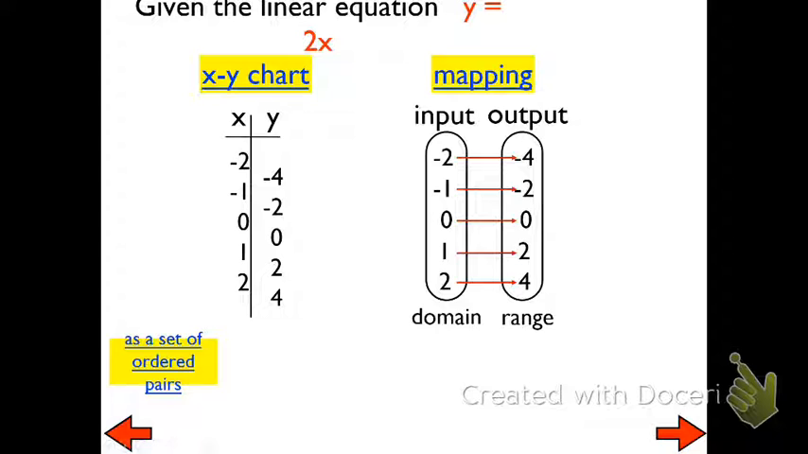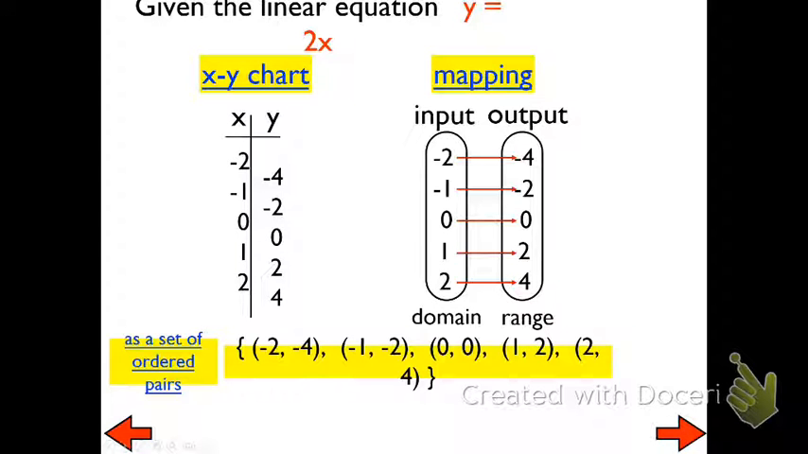And then if we write that exact same thing as a set of ordered pairs, notice that we have 3 different ways we can write it. We can do an XY chart, we can do mapping, we can write them as ordered pairs. And notice they're all the same. -2, -4, -1, -2, 0, 0, 1, 2, and 2, 4. And again, I'll try and make this line up before class starts.